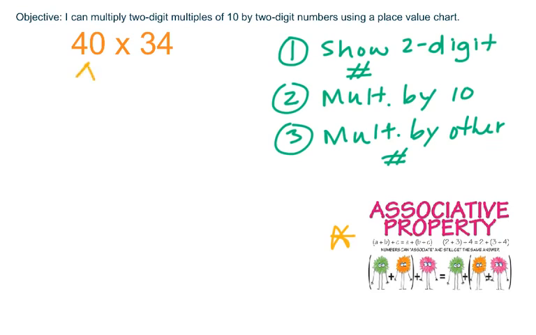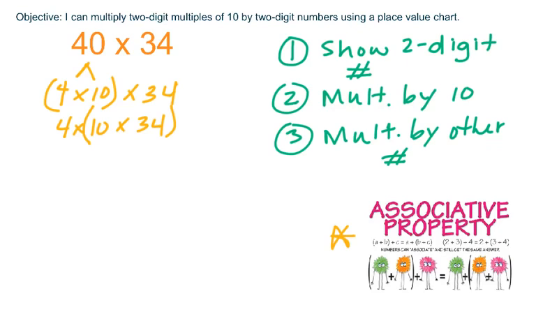But I'm going to break up my 40. So I'm going to say, okay, 4 times 10 equals 40 times 34. And then I'm going to use that associative property and I'm going to move my brackets around to make this easier for myself. So instead of around the 4 and the 10, I'm going to do it around the 10 and 34.